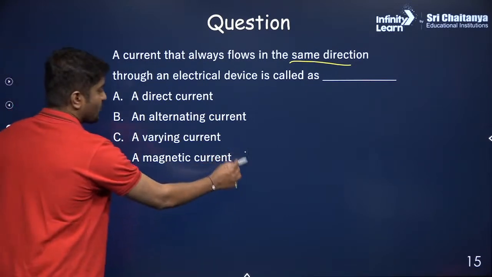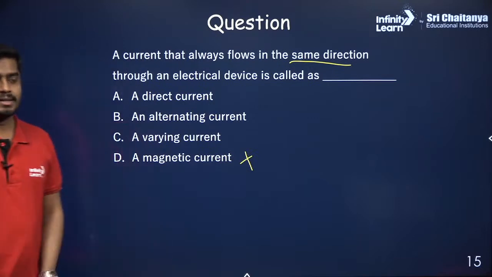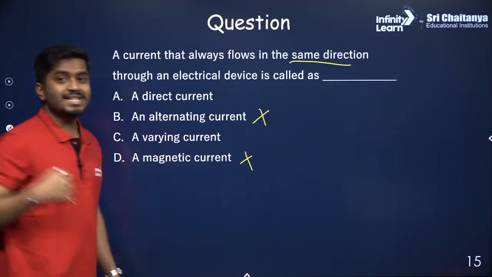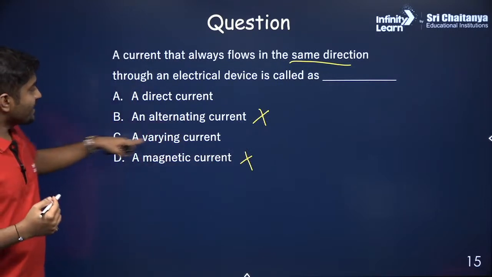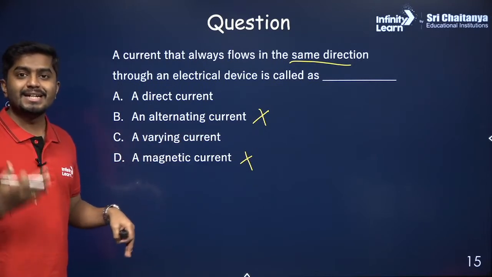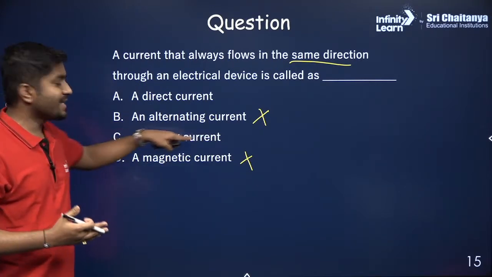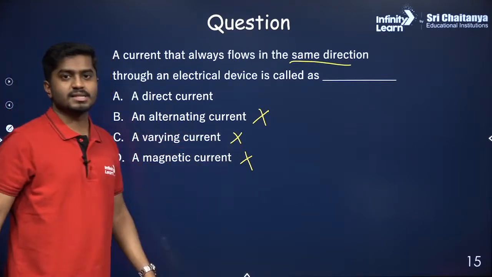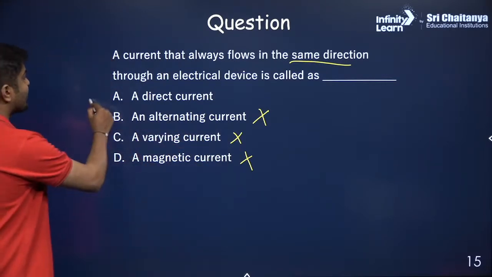So there is no such thing as a magnetic current. Then alternating current, it keeps on changing the direction. Varying current means current value is changing, but it does not mean whether it is AC or DC. So we cannot tell anything about this. So only option left is direct current.